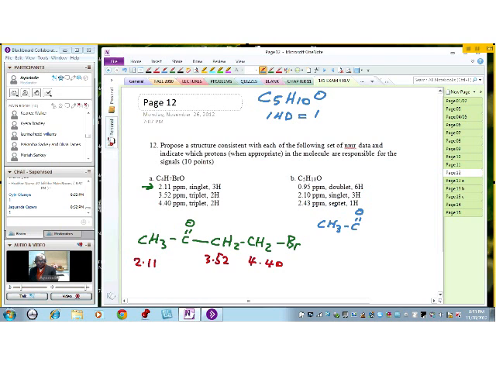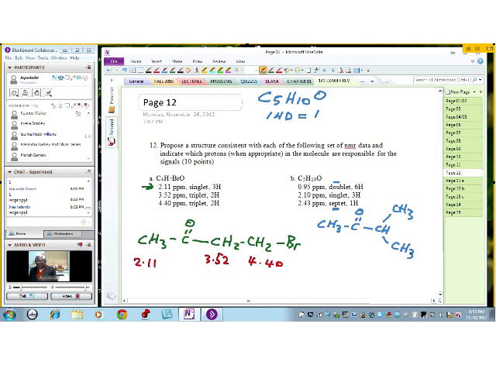Now, what other information is obvious to us? We have a septet, we have a doublet. What does that tell you? Septet and doublet. Isopropyl, excellent. Isopropyl. So therefore, if you have isopropyl here, that will take care of all of the remaining carbon and hydrogen that we need.